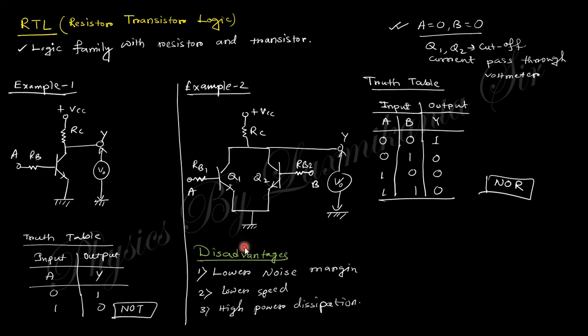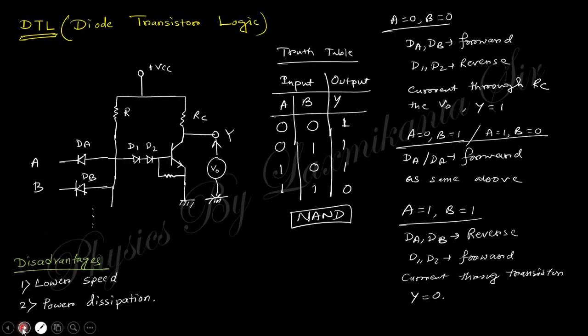There are some disadvantages, that is low noise margin, lower speed, high power dissipation, etc. We can reduce this problem by replacing the resistor with a diode. You can see the circuit here, these are the inputs. You can apply more than two inputs here, and these diodes make this diode transistor logic. And this is the resistance. This is the circuit of the diode transistor logic.